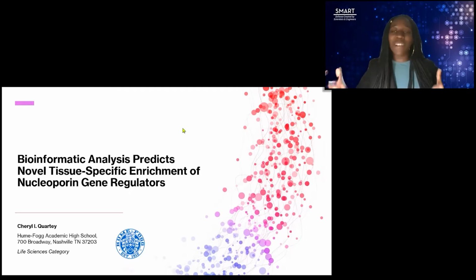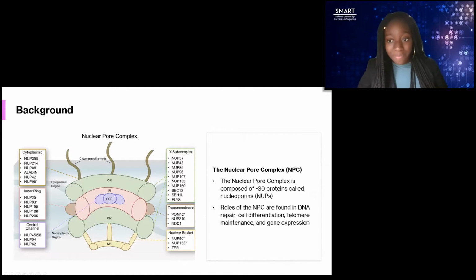So what is my project actually about? Well, in all eukaryotic cells that have nuclei, surrounding that nucleus is the nuclear envelope, and lining that nuclear envelope is a structure known as the nuclear pore, which is at the heart of my project. I'll be referring to it as the nuclear pore complex, or the NPC.